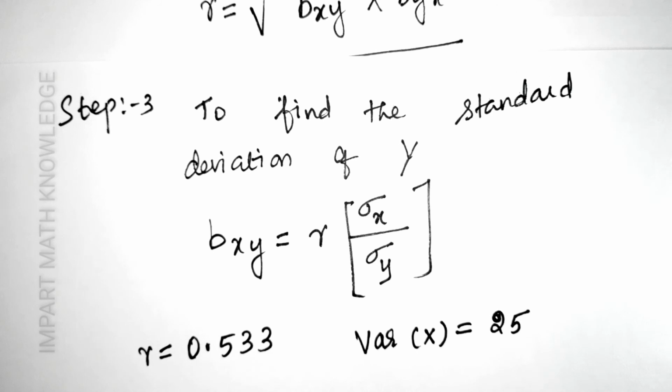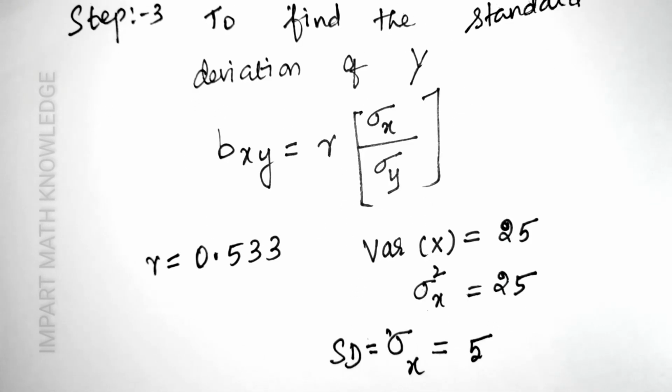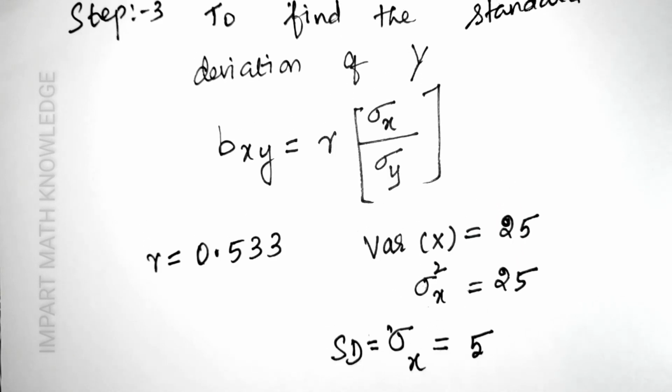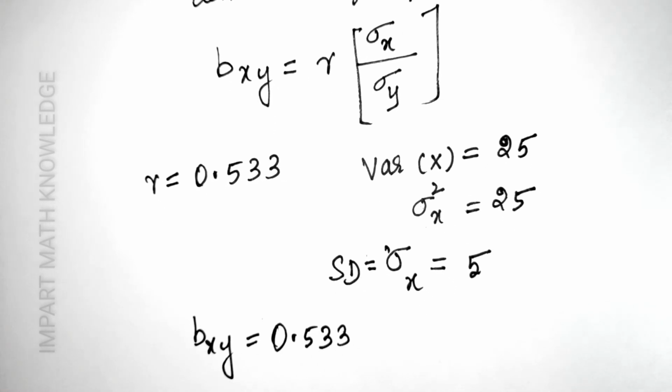The variance of x is given in the problem. Sigma square x is equal to 25. Standard deviation is nothing but the square root of variance, so the standard deviation of x is 5. Substitute all the values in bxy. That is, bxy is equal to r, whose value is 0.533, and sigma x is 5.